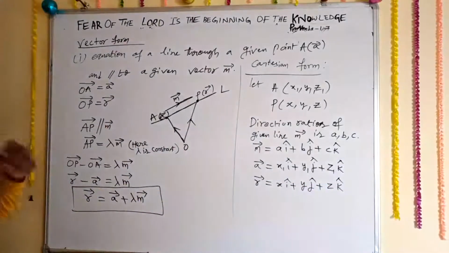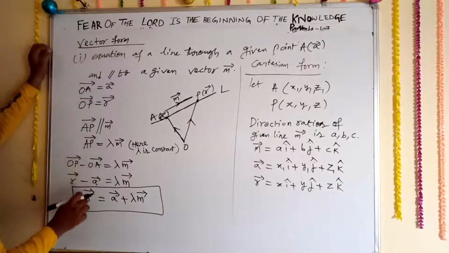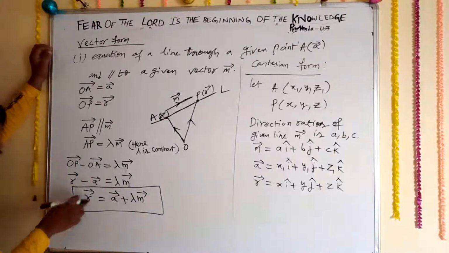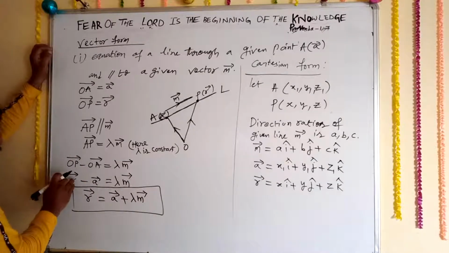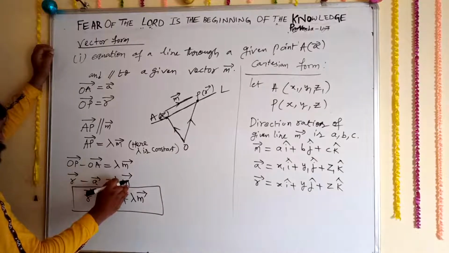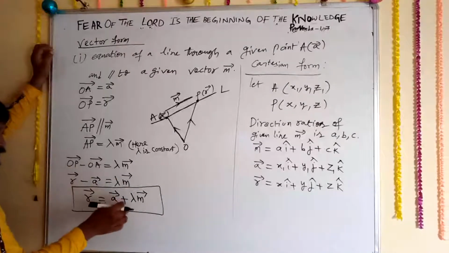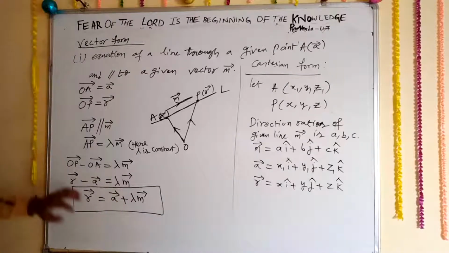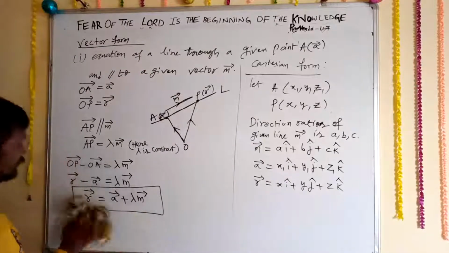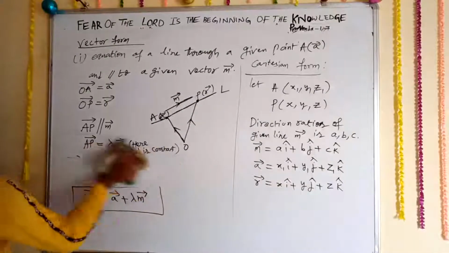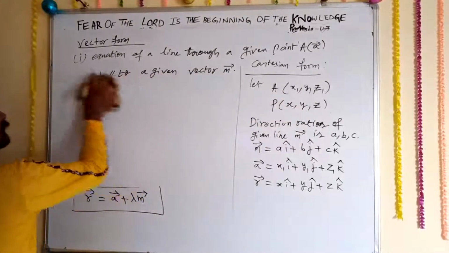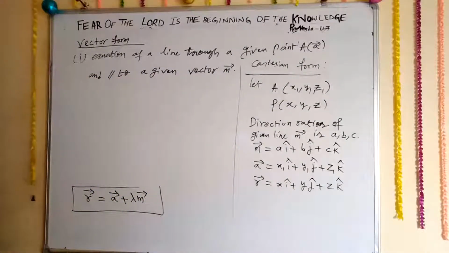Now, you already have the formula of vector form: R vector is equal to A vector plus lambda m vector. Or in other words, we can say R vector minus A vector is equal to lambda m vector. Use this or this, whichever you want you can use. Now I'll use this part. Let me rub this part so that you can understand clearly. Only this part I will rub because that formula we have to use now.